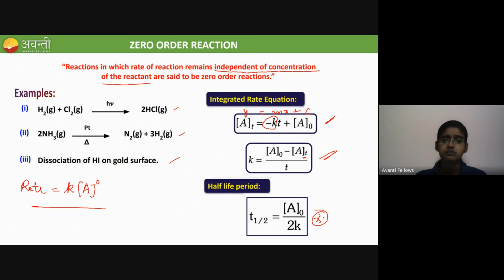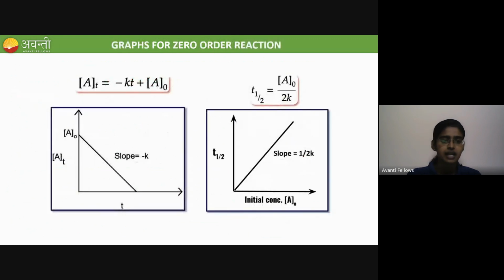Okay. Now, let us see the graph that denotes these two equations. We'll see the graph for this integrated equation and for half-life. So here is the graph. So minus k is the slope, right? So the slope is negative, which means the line has to come from top to bottom, right? The line should be like this.